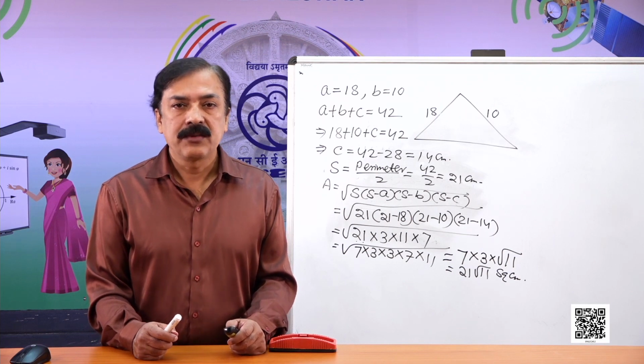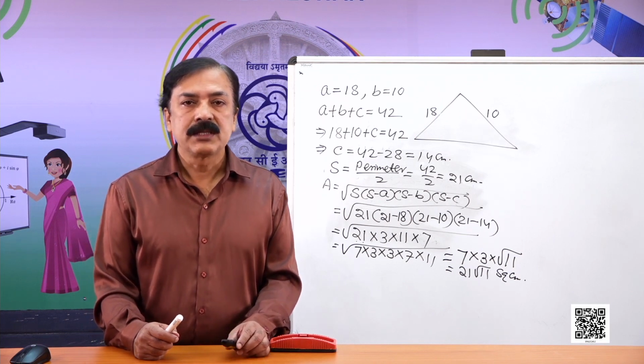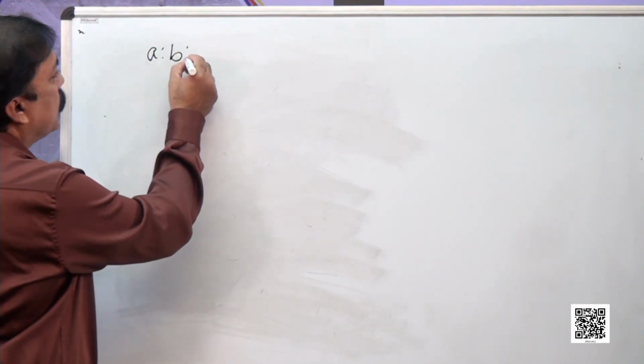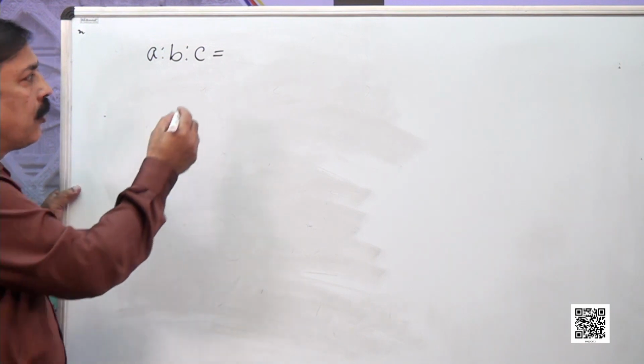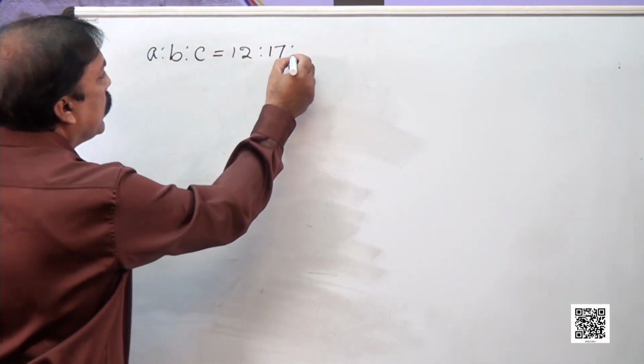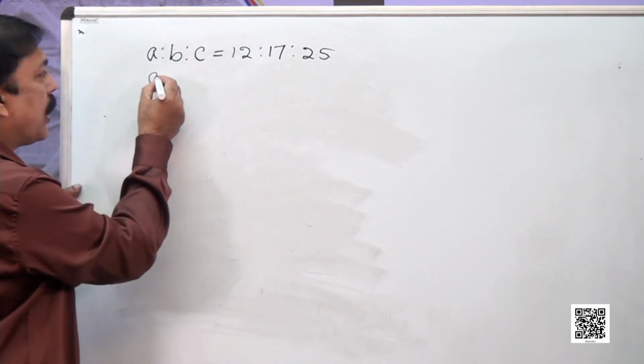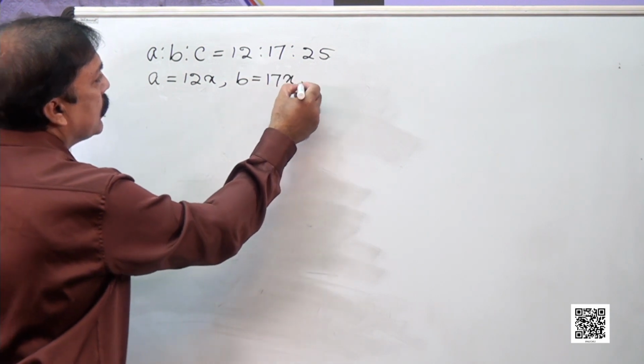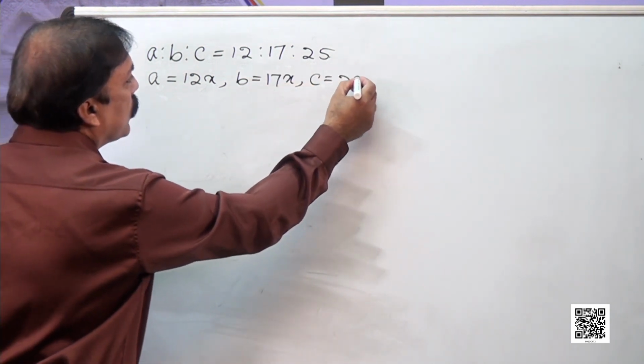Now let's see another question. This question says that the sides of a triangle are in the ratio 12:17:25 and its perimeter is 540 centimeter. Find its area. You see the ratio, that is A is to B is to C, are in ratio 12:17:25. So we can take A equal to 12x, B equal to 17x and C equal to 25x.